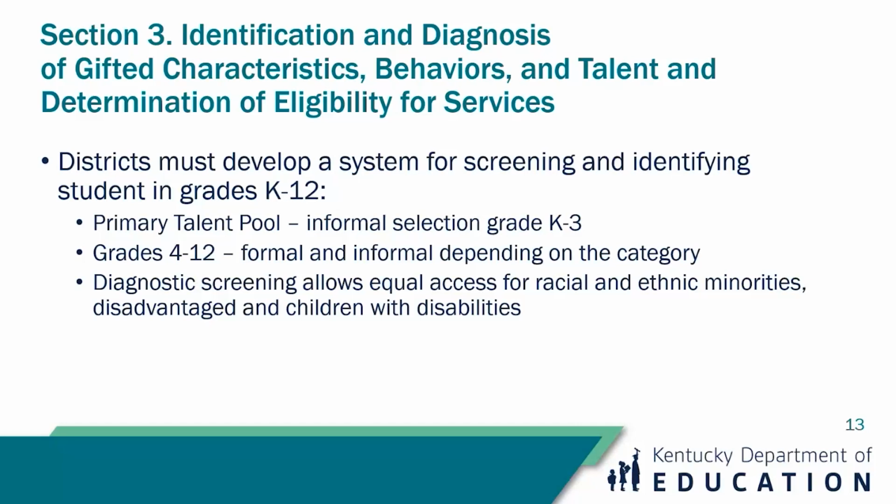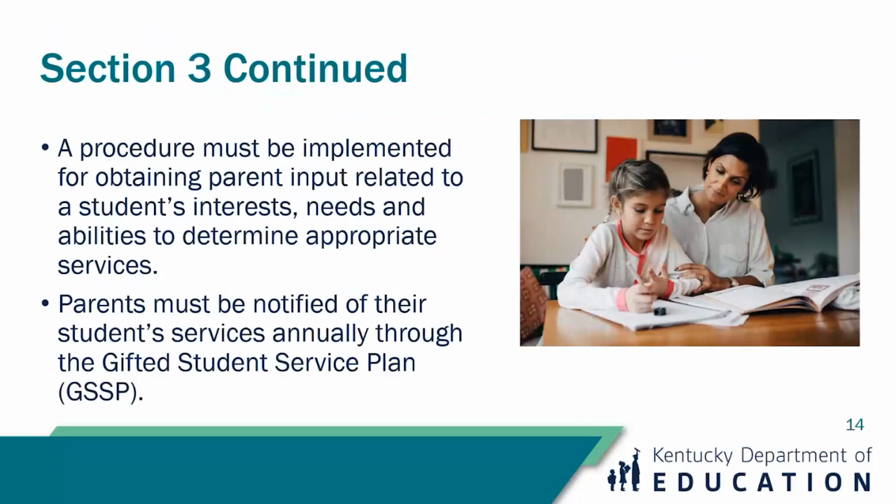There are criteria for each of the 5 categories that I talked about earlier. And it also talks about that there has to be a diagnostic screening process that allows for equal access for racial and ethnic minorities, disadvantaged, and children with disabilities. Section 3 also talks about the district must implement a procedure to gather information to create the Gifted Student Service Plan. And this Gifted Student Service Plan needs to meet students' interests, needs, and abilities. Section 3 also says that parents must be annually notified about services that their student will receive.